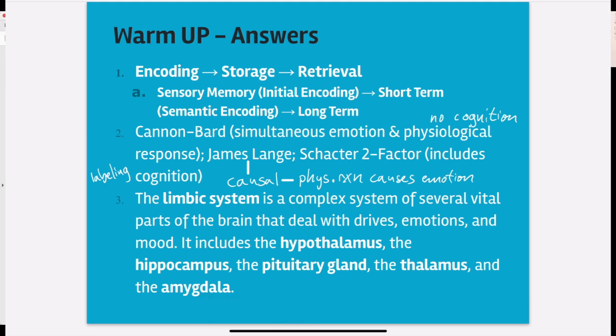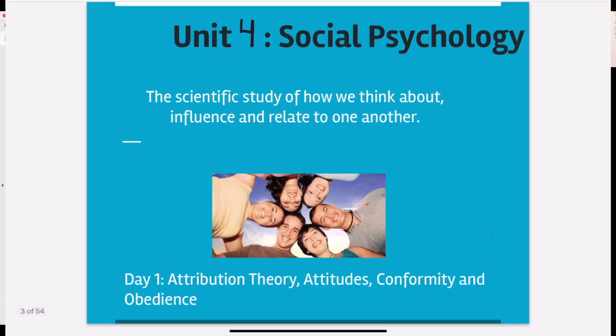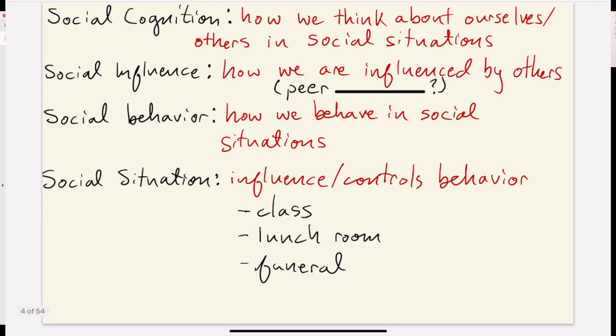All right, then let's start the unit, social psychology. And social psychology is just the scientific study of how we think about, influence, and relate to one another. So this first PowerPoint deals with attribution theory, attitudes, conformity, and obedience. There are some key words that you're going to need to be familiar with for this unit.